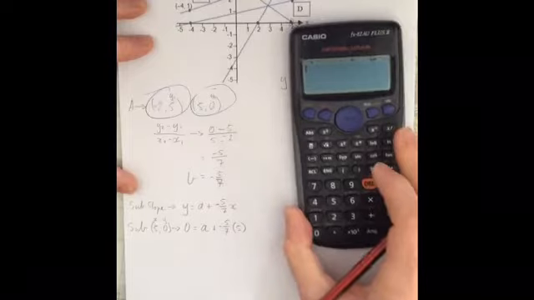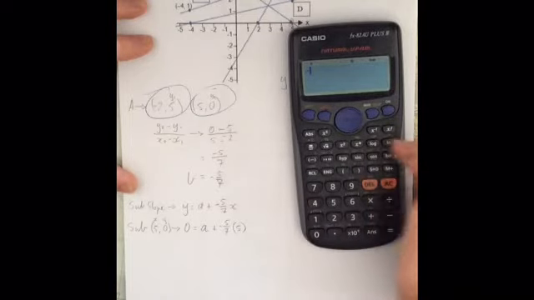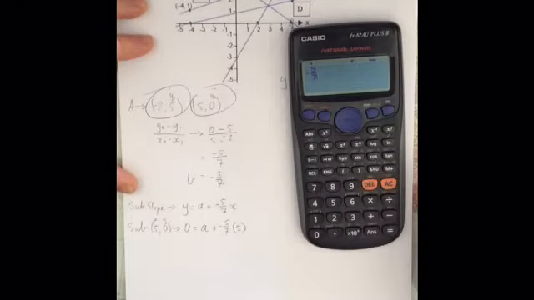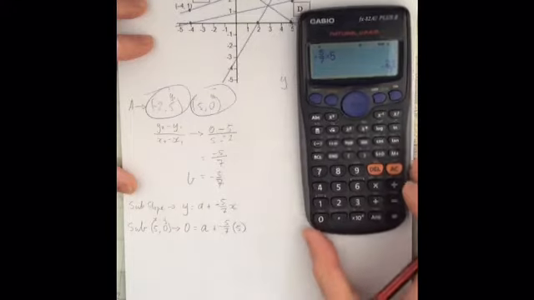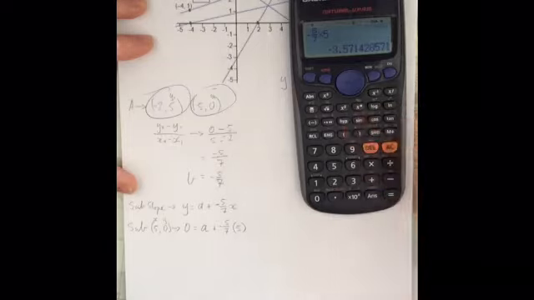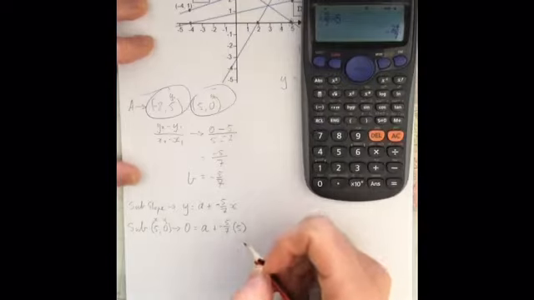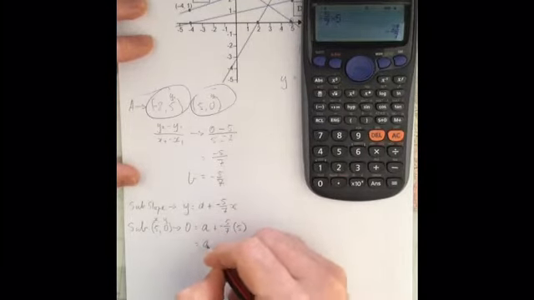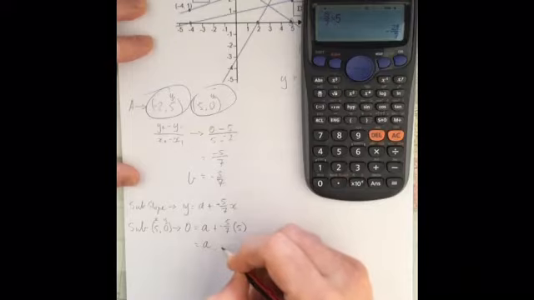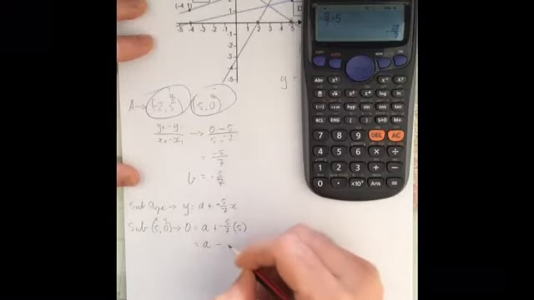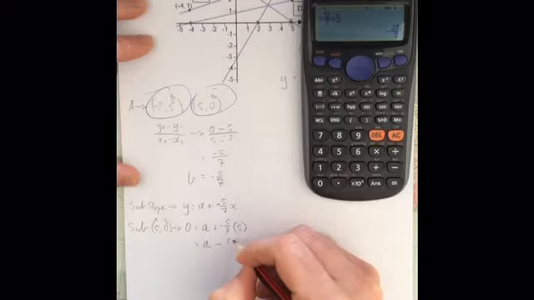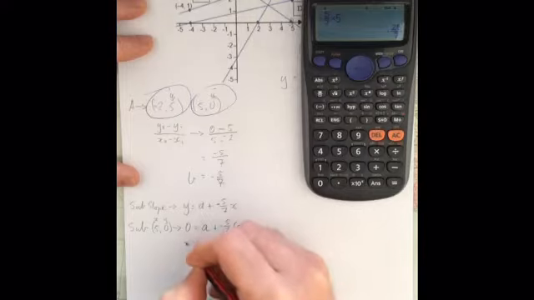Okay, so I'm going to do -5 over 7 multiplied by 5. Okay, so that's -25 over 7. If you want to change that, it's -3.571. That's pretty ugly, so we'll leave it as the fraction. So we go a is equal to -25 over 7. So we can leave that as that now.